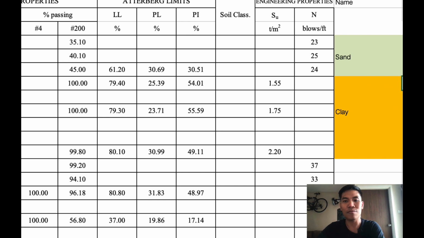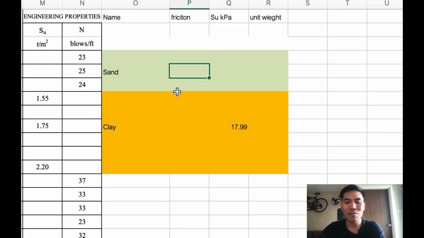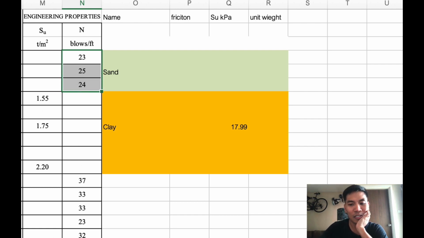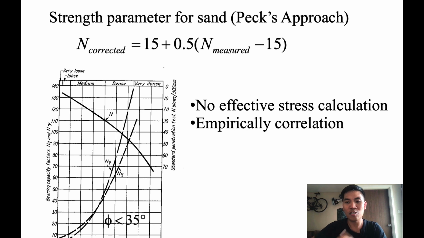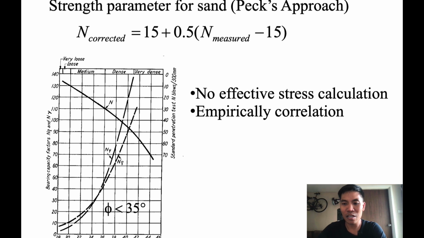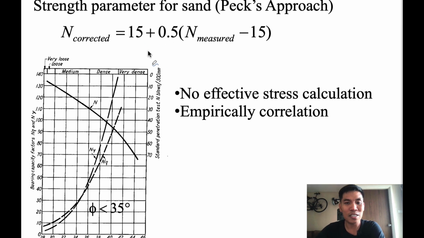So for the sand, we have to calculate the friction angle. Friction angle we calculate from N or SPT here. Where is my SPT? Okay, SPT is about here. Actually, we have two methods that I taught you before. How can we calculate from SPT? In this case, I will use the Peck approach.